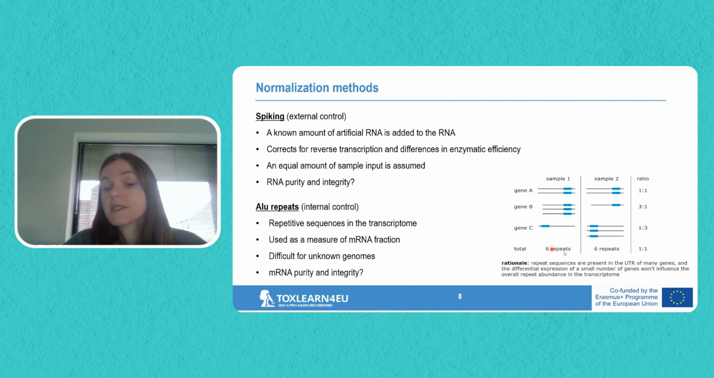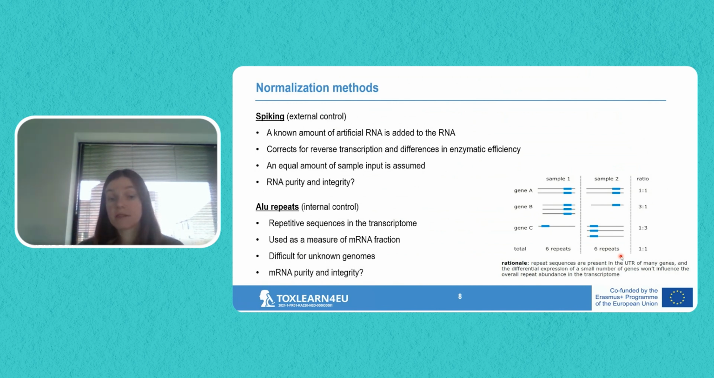So what this means is that if the number of these repeats strongly differs between 2 samples, this most likely means that the total mRNA fraction is also different between these samples, and you would then normalize against this.